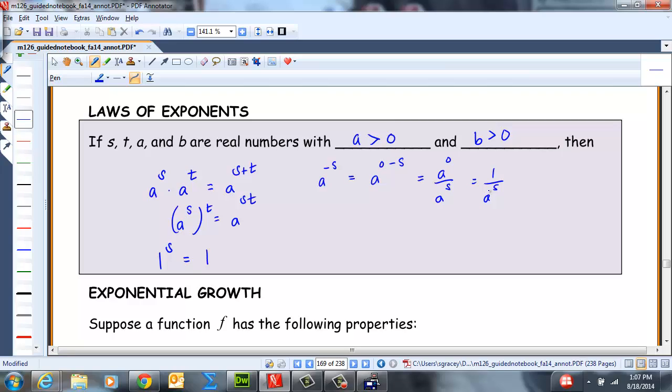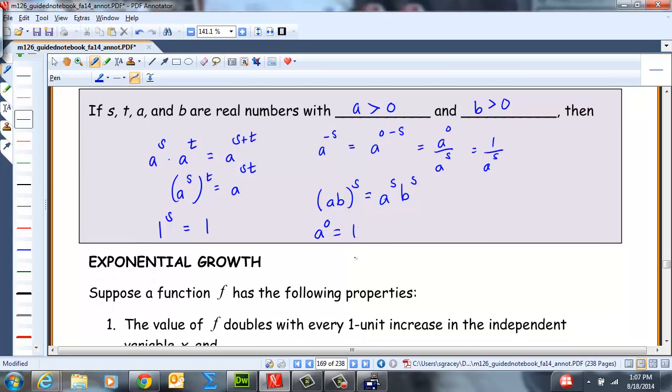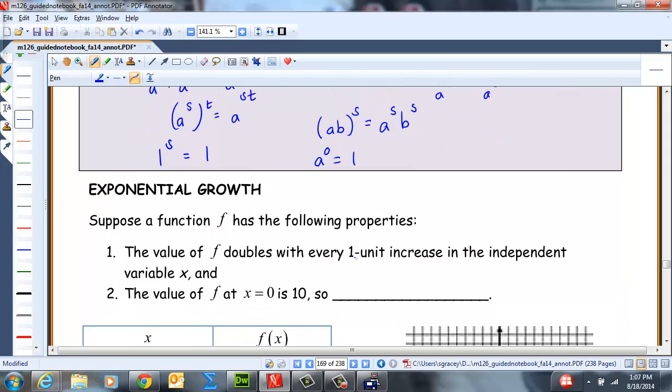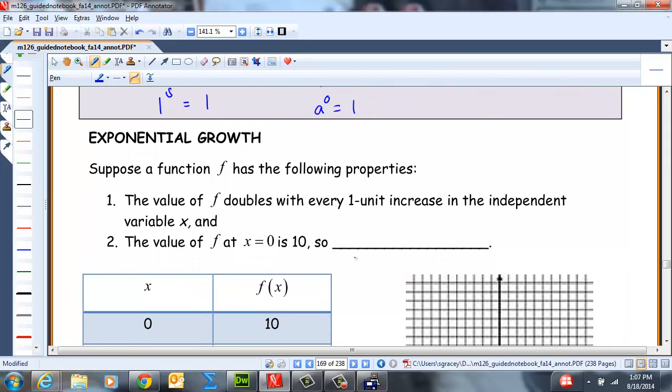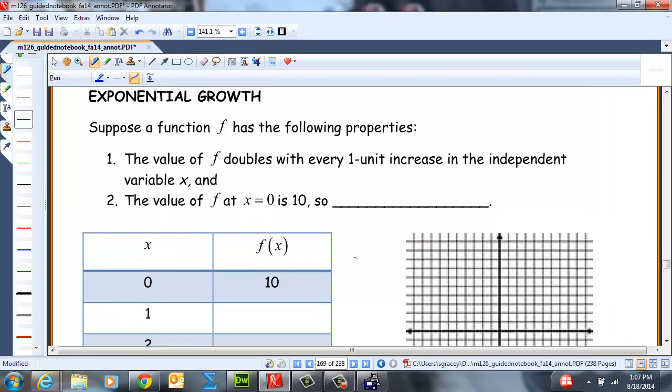And then if you have a times b raised to the s, that's equivalent to a to the s times b to the s. And I probably should have put this earlier, but a to the 0 is equal to 1. So that's just a reminder of the laws of exponents. So here we go. Exponential growth.